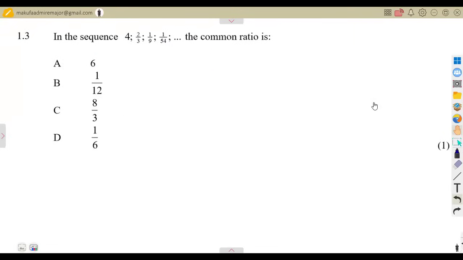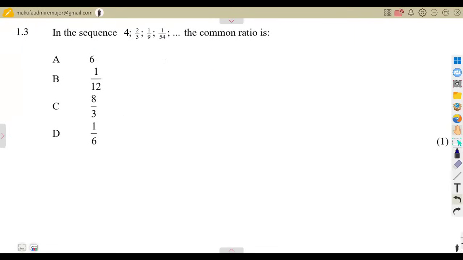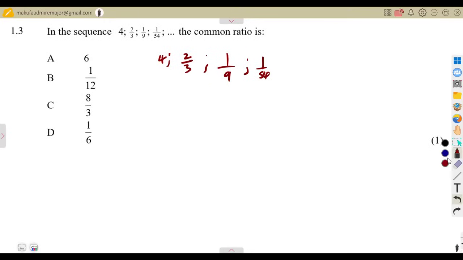1.3, in the sequence that you're given, what is the common ratio? How do you find the common ratio? This is easy, guys. Whenever you're given your terms like this, just take them as the first term. This is 4, this is 2/3, this is 1/9, this is 1/54, and so on. This is your first term, T1, your second term, T2, third term, T3, and so on.